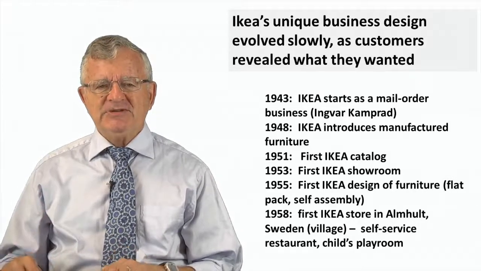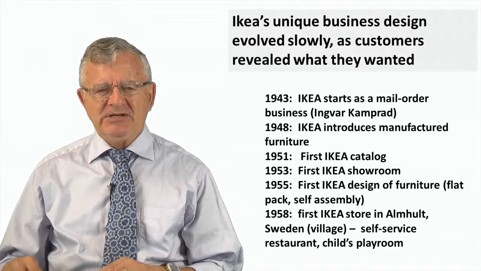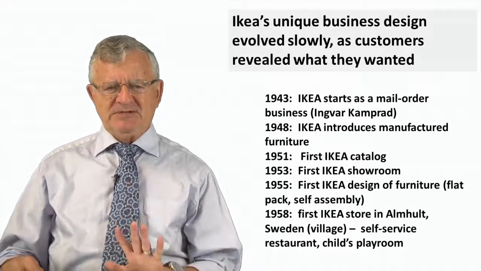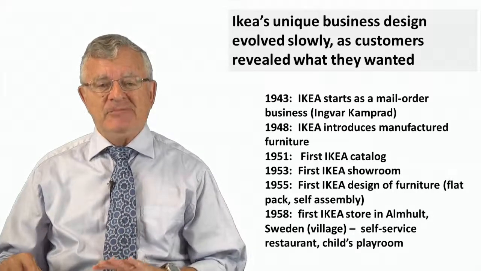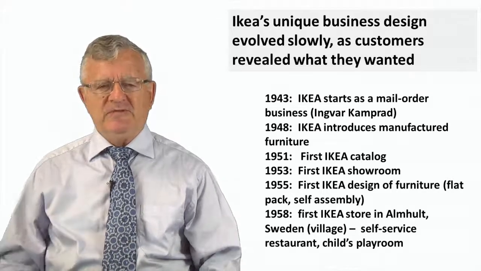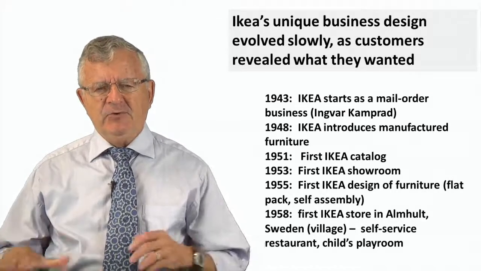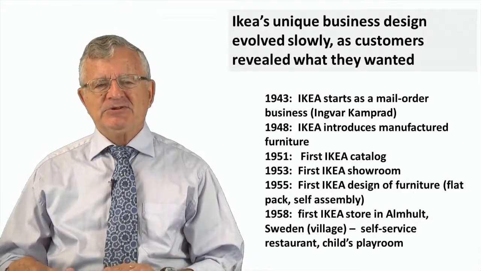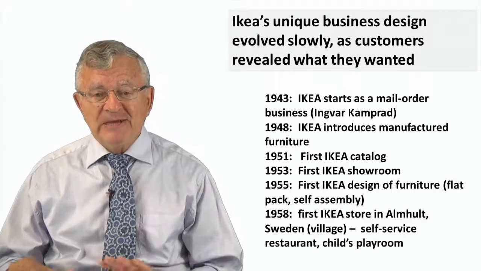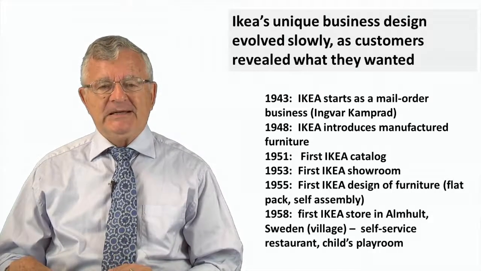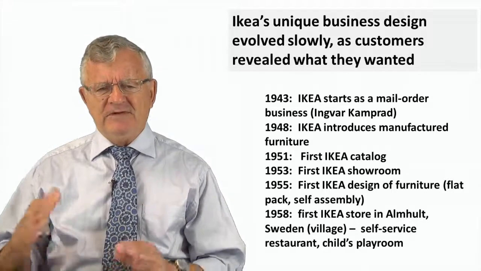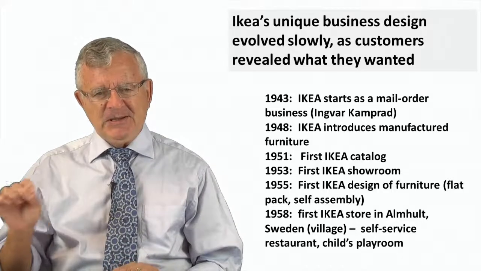Began in a small village in Sweden by a genius who had a vision for a different kind of furniture business. His name was Ingvar Kamprad, and it started as a mail order business during World War II, 1943. In 1948, they began to manufacture furniture. There was the first IKEA catalog in 1951, the first showroom in 53, the first design of IKEA designed furniture in 55. Notice how long this is taking.